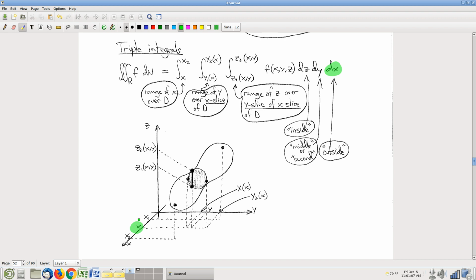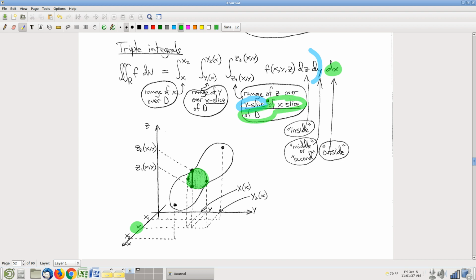So for that value of x, now I'm looking exclusively on this cross section. Don't care about that stuff anymore. We'll get to those for other values of x. For this value of x, we're only on this x slice. Now, on that x slice, I want to know the range of values of y. So I'm going to do y slices of my x slice.